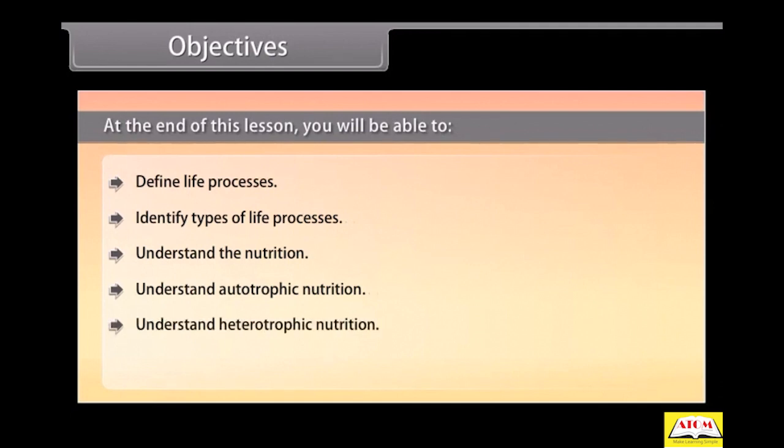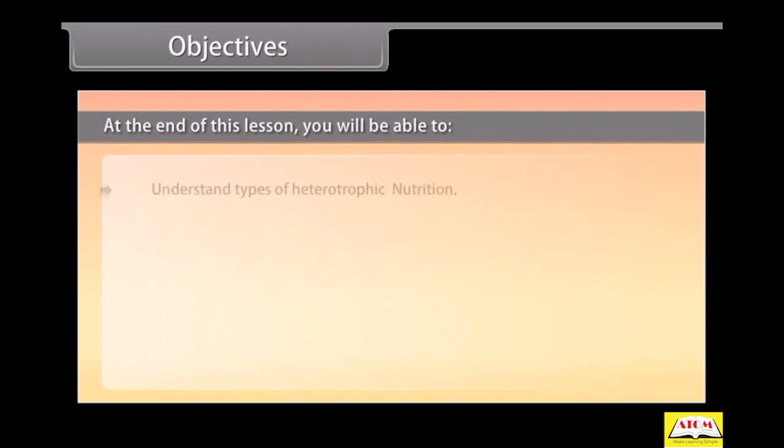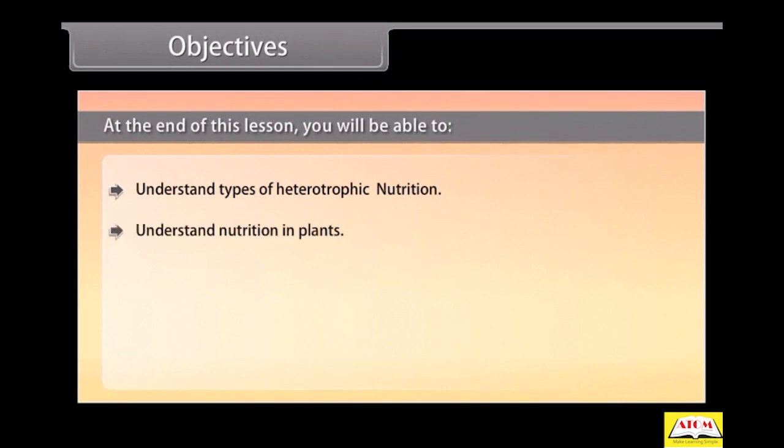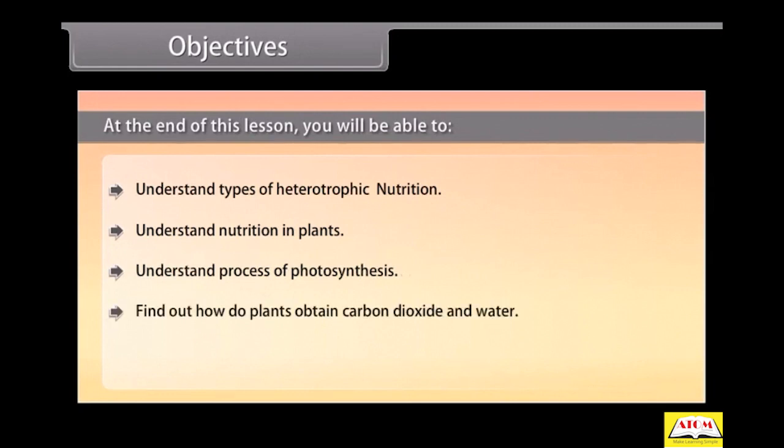Objectives. At the end of this lesson, you'll be able to define life processes, identify types of life processes, understand the nutrition, understand autotrophic nutrition, understand heterotrophic nutrition, find the types of heterotrophic nutrition, understand types of heterotrophic nutrition, understand nutrition in plants, understand process of photosynthesis, find out how do plants obtain carbon dioxide and water, and understand significance of photosynthesis.